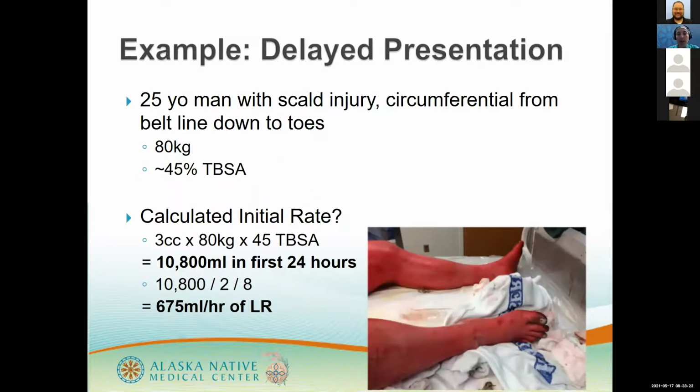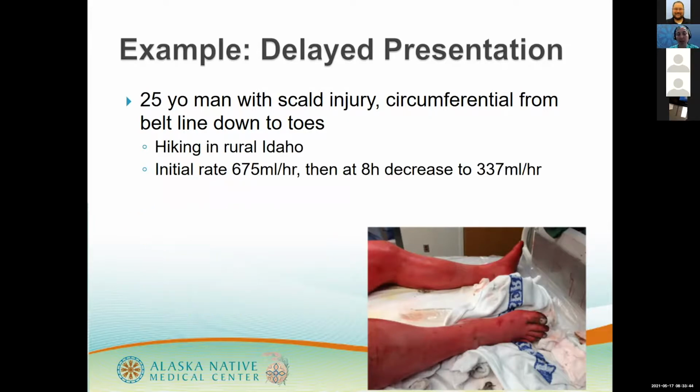So this is a common question, is what to do if there's a delayed presentation. So again, this is that same patient. Sorry that I used 4 cc's in one and 3 cc's in the other, but this is the same patient. So we've calculated our fluid rate, and we're going to give them 675 cc's an hour of LR. But let's say that I told you that actually this patient was hiking in rural Idaho, and it's going to take us a little bit of time to get to them.